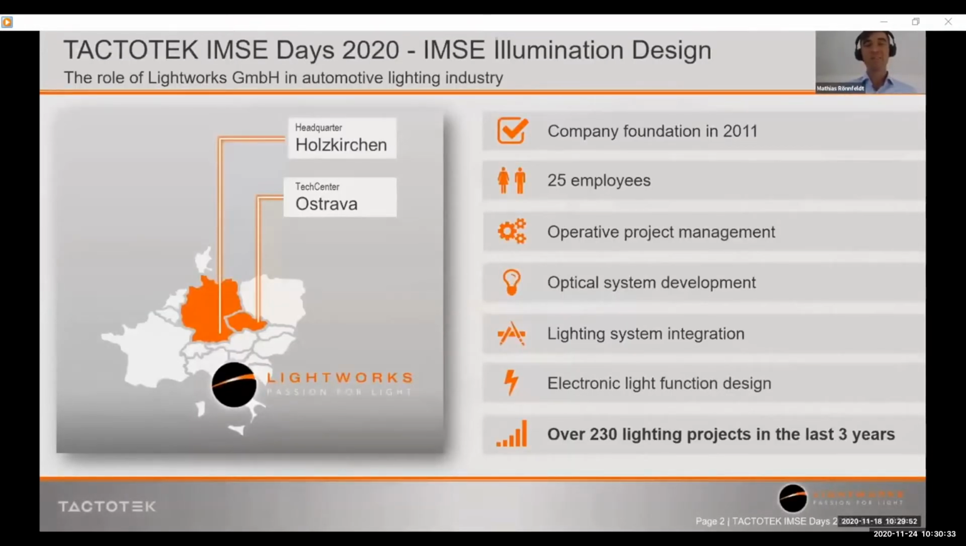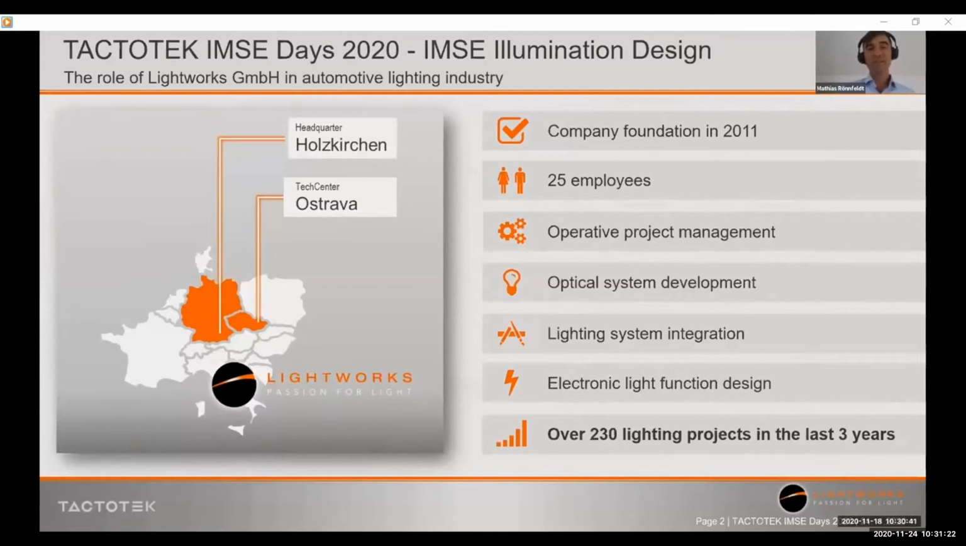So LightWorks, with its 10 years on market and 25 employees, is located in Holzkirchen with its headquarters. We have a second office in Ostrava, and we are supporting our customers, and that means the international OEMs and tier sector with light system development. That means we are supporting operative project management, optical system development, mechanical integration of these systems, and electronic functionality behind that. And we are pretty proud of our track record, and that means we realized together with our customers 230 lighting projects over the last 3 years.